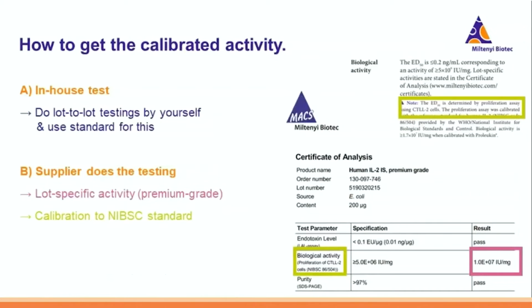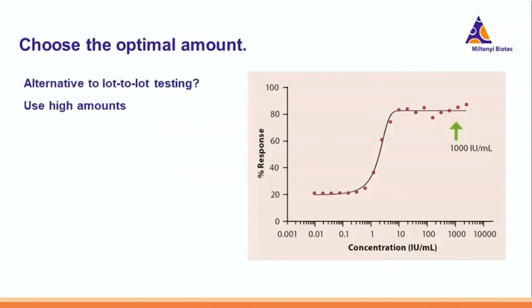How can we find out if the assay was calibrated or not? This is usually stated on the webpage of the supplier or in the data sheet, and for us also in the certificate of analysis. There you can always see if the calibration to the standard NIBSC is stated, the assay was calibrated.